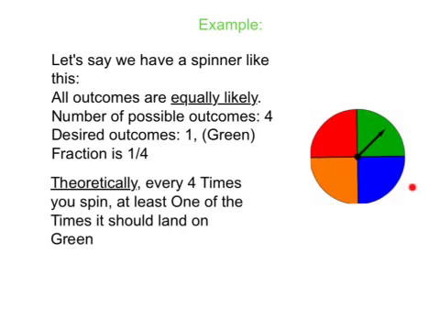Step 2 was to look at the desired outcomes, and our desired outcome for this example is the color green, and there is only one color green. Step 3 was to put those two together and get your fraction. So the fraction would be 1/4. Theoretically, this means that every 4 times you spin the spinner, at least one of the times it should land on green. But that is just theoretically.